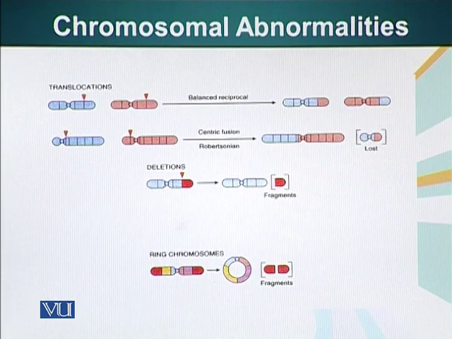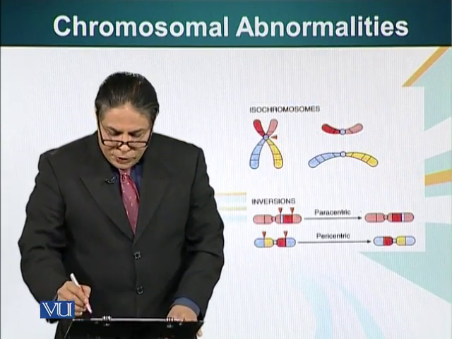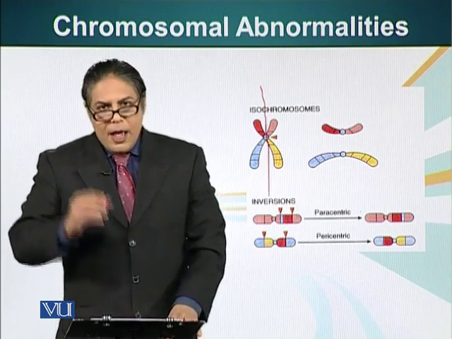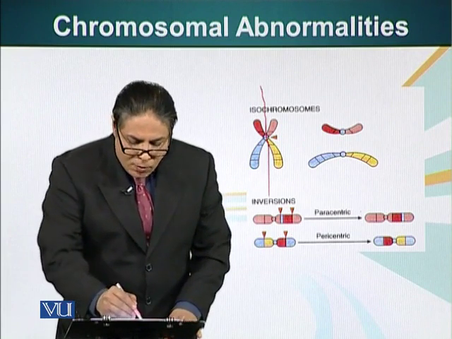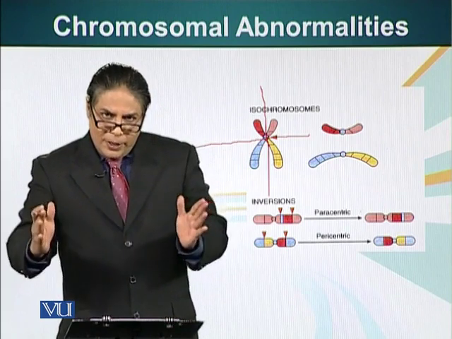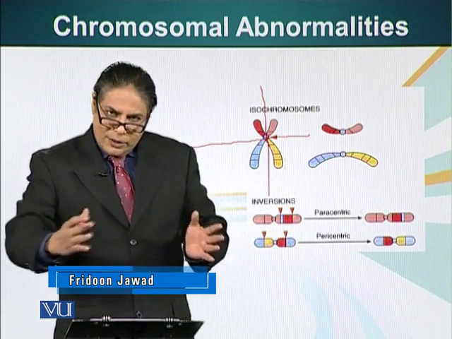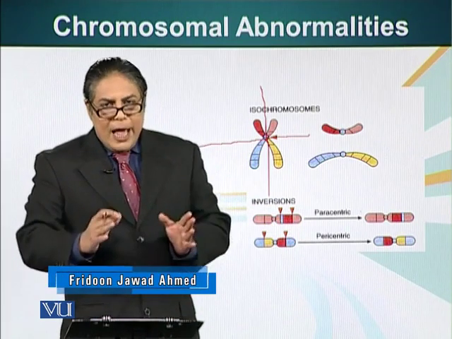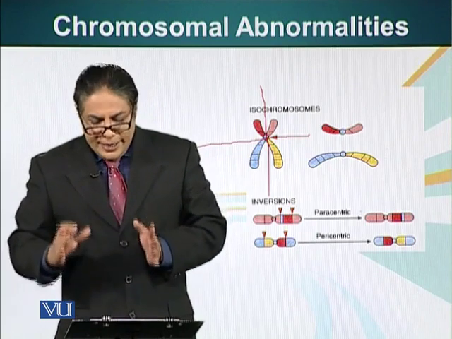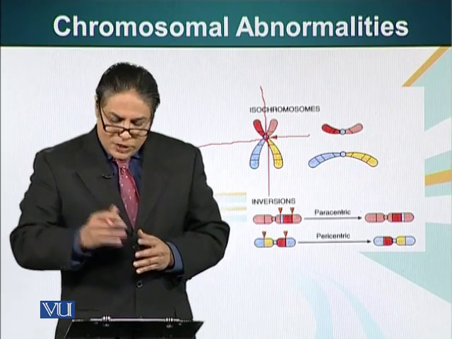Let's look at some others. Isochromosome. Normally, as we know, during meiosis a chromosome separates along this axis. In some cases, rather than the two chromatids separating, the two P arms go to one chromosome and the two Q arms go to the other chromosome. We have a chromosome with identical P arms, both arms being identical. This type of chromosome is called an isochromosome. This generally happens with the X chromosome.